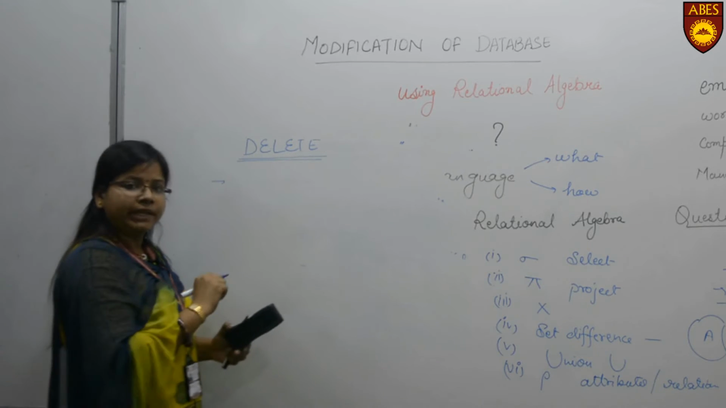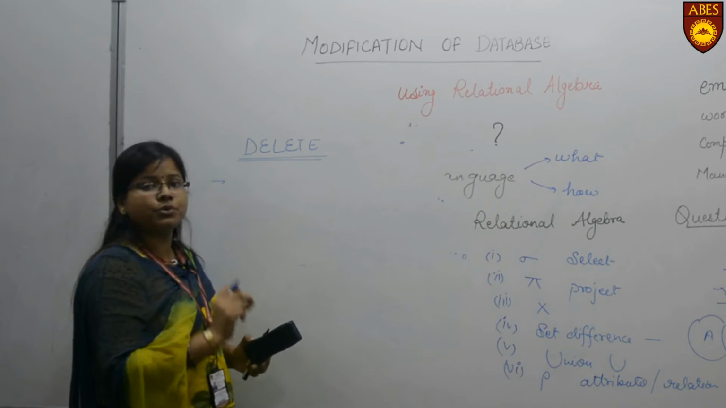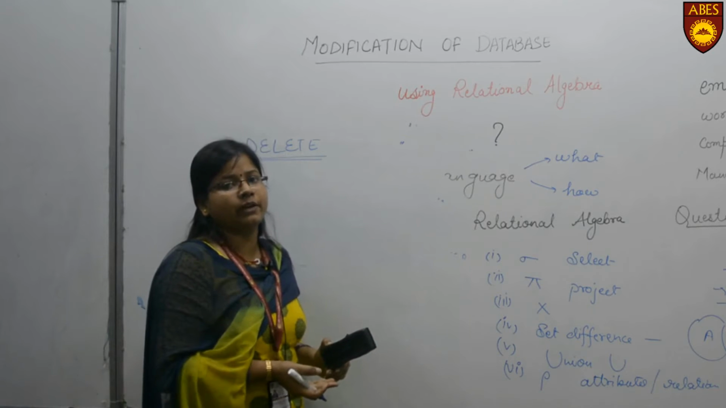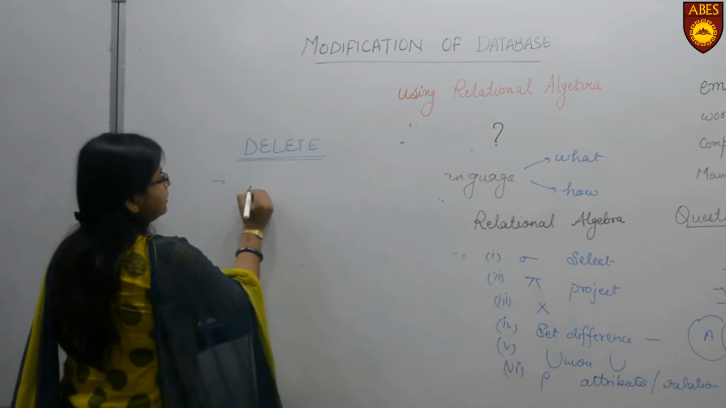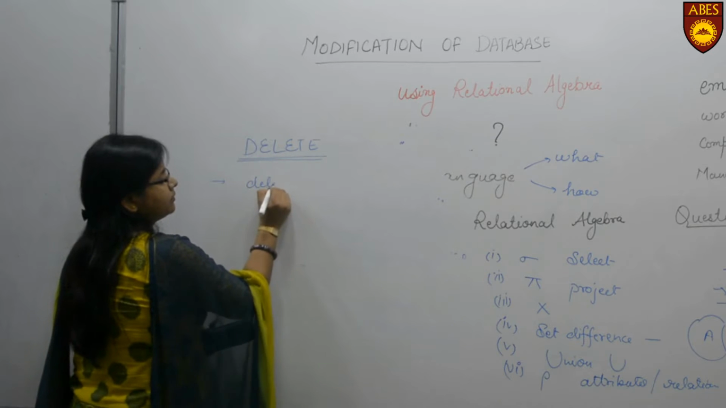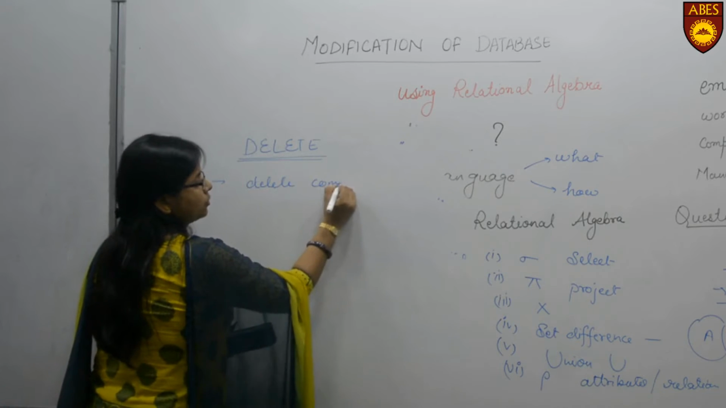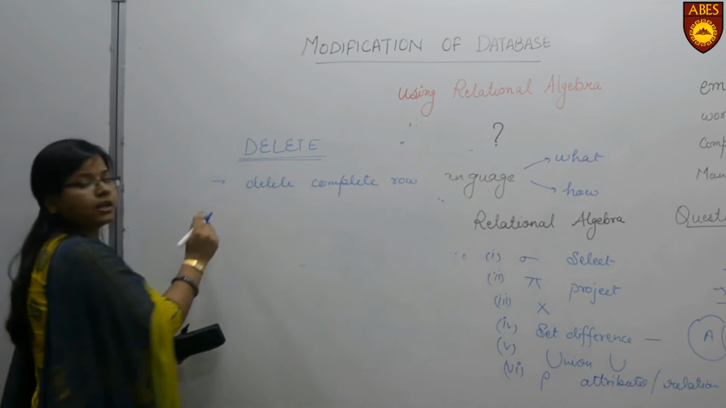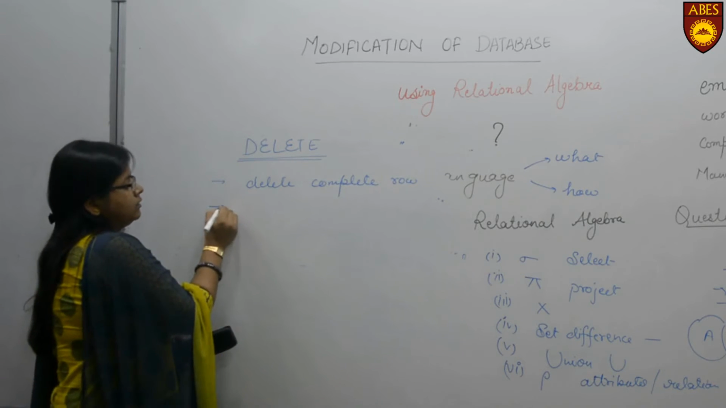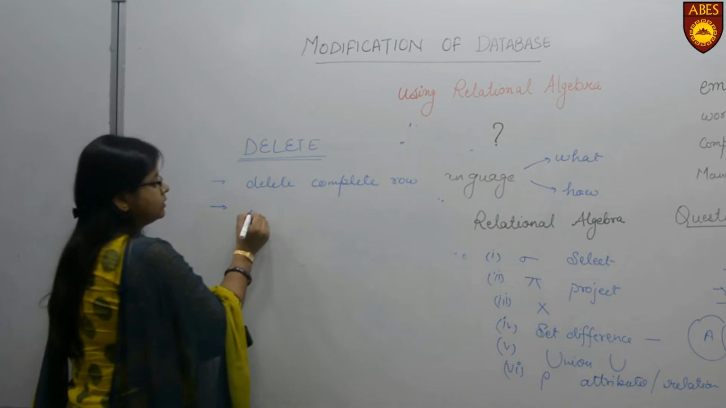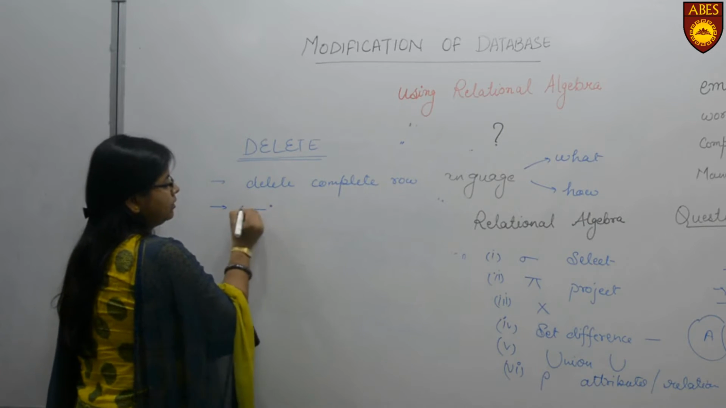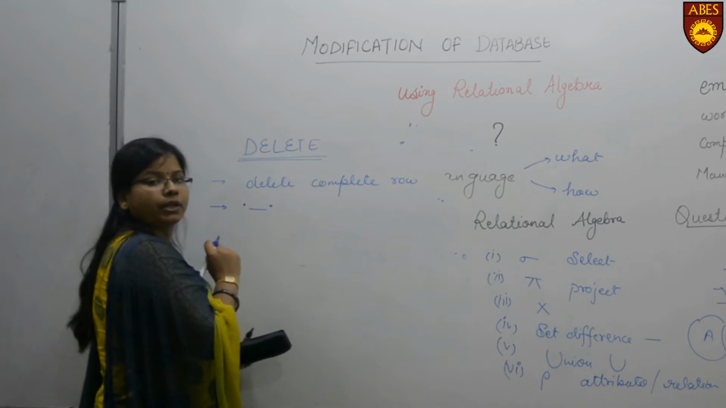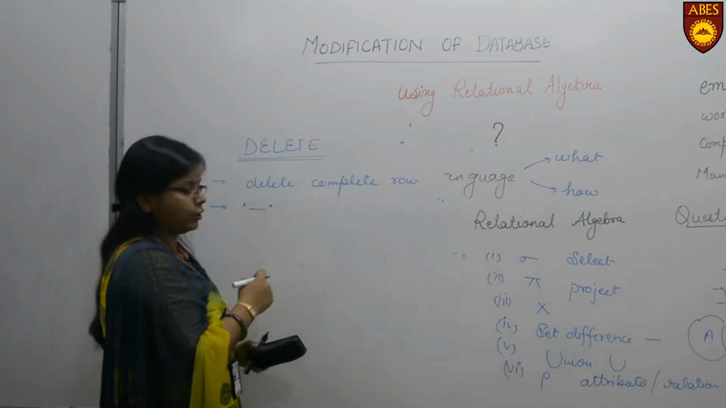If you want to delete a complete row from the relation, delete is used to delete a complete tuple from a relation rather than deleting the specific values of the attribute. So it will delete the complete row. It is analogous to the insert command. Rather than the union operator, the operator used for the delete query is minus, or the set difference. So minus will be used in writing the delete operation.